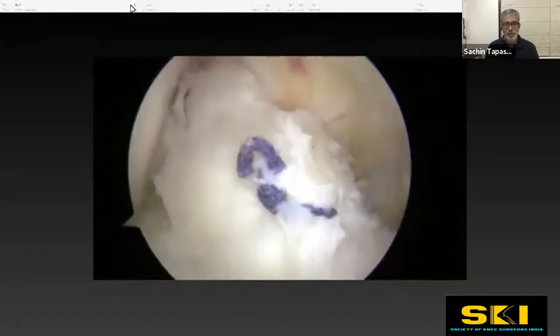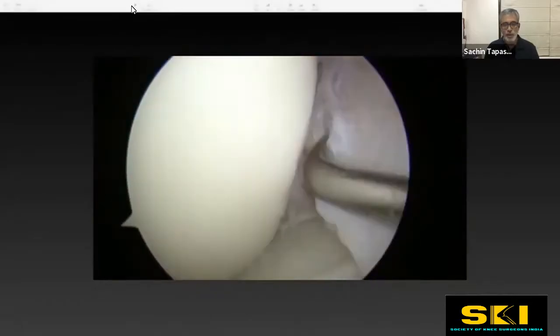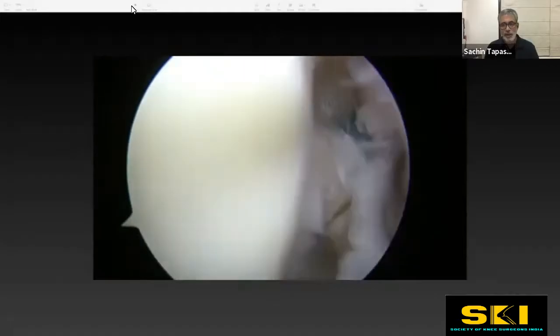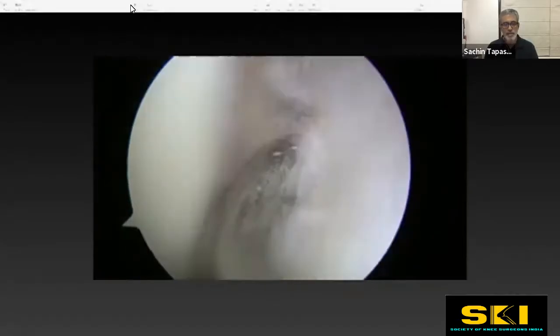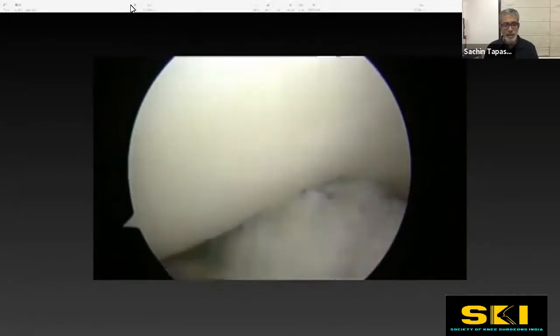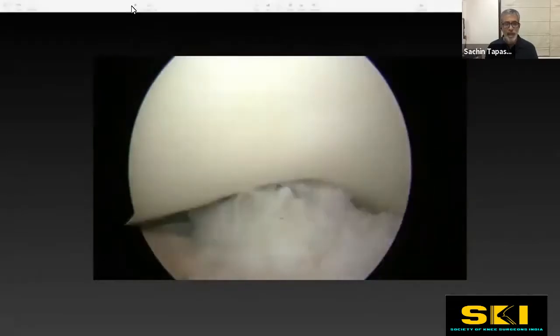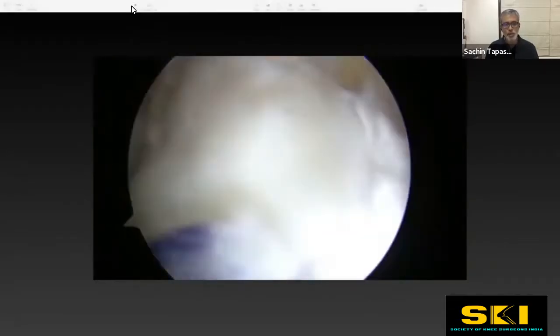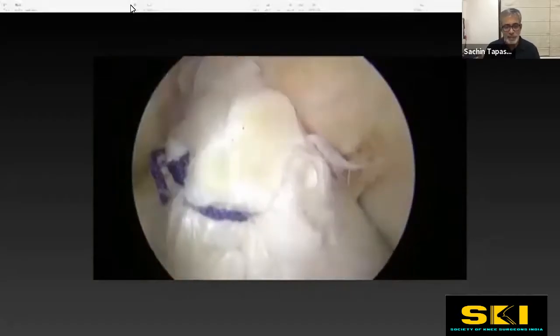And at the end of the procedure, you don't allow for a cyclops lesion, and your native ACL stump is preserving the graft that lies underneath, and this allows for the so-called remnant preservation ACL.